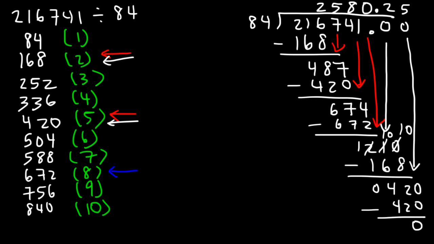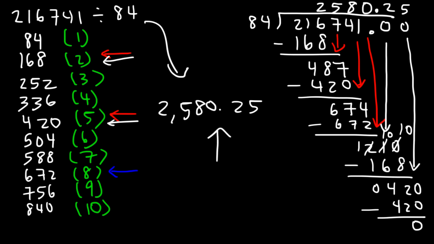So the remainder is 0. So this is the final answer. It's 2,580.25. If you take your calculator and divide 216,741 by 84, you're going to get this answer. 2,580.25. So now you know how to use long division to divide two numbers.